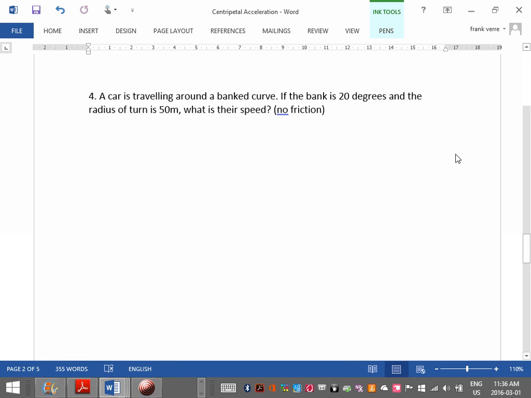Yeah, it's an incline. So here's the bank, so the car would look like this. So here are the tires of the car. So here's my car. Okay?